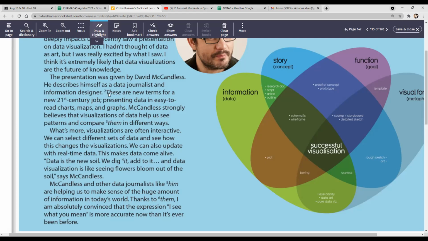So, data journalist and information designer. Very good. Okay, here, these refers to the two jobs that they give here. Exactly that. Data journalist and information designer. Imagine, guys, if somebody asks you, "Hey, what do you do?" "Oh, I'm an information designer."